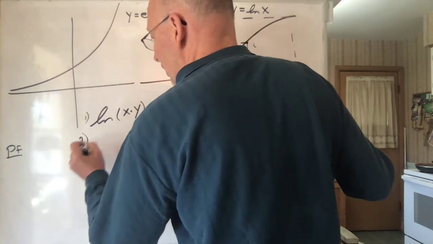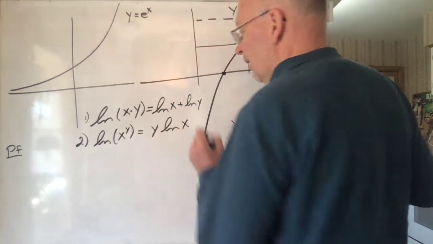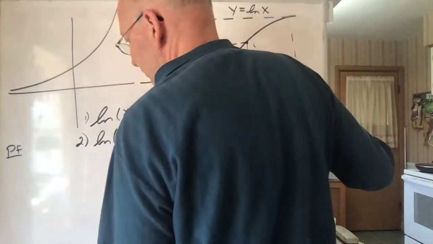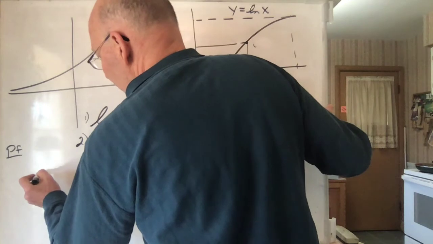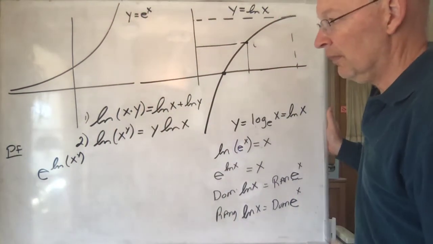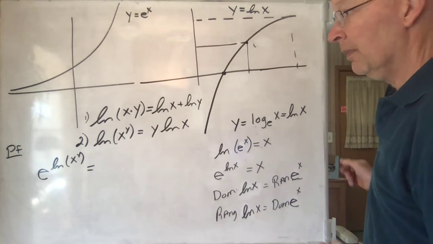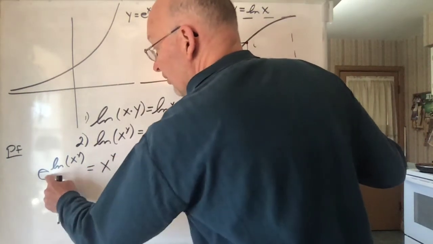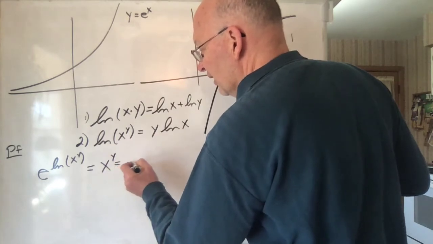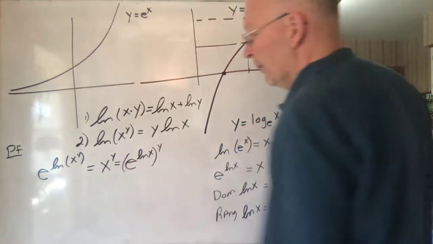Here's property number 2. It's that the ln of x to the y power is equal to y times the ln of x. So that's another very unique property that logarithms have. And let's go ahead and prove this one. We prove it the same way. We start with e to the ln of x to the y power. And that is equal to x to the y power, because these two things undo each other. And then, if you want to, you can write x as e to the ln of x, right? That's what x is. X is e to the ln of x. So we have all of that to the y power.